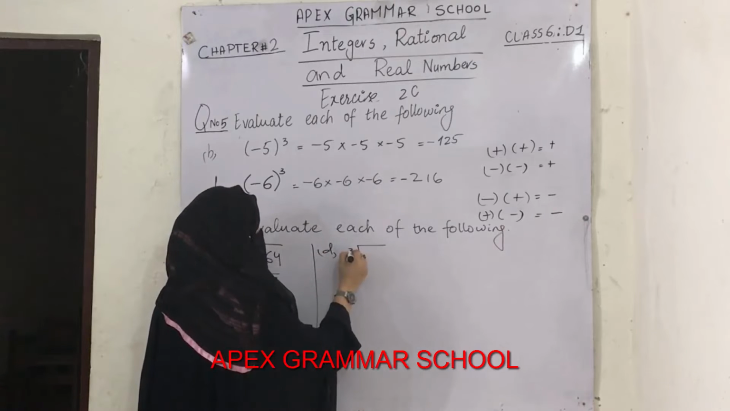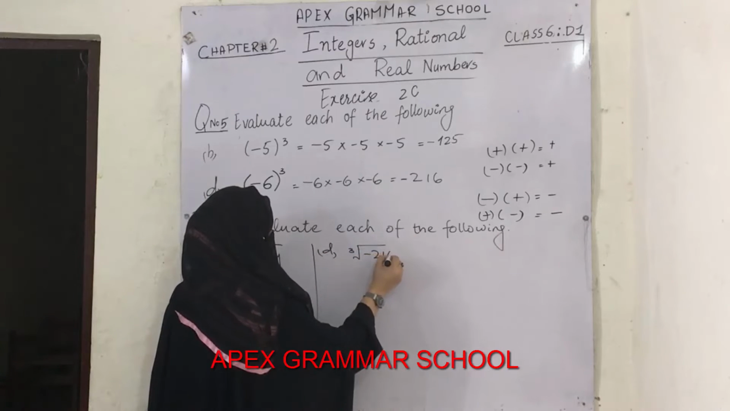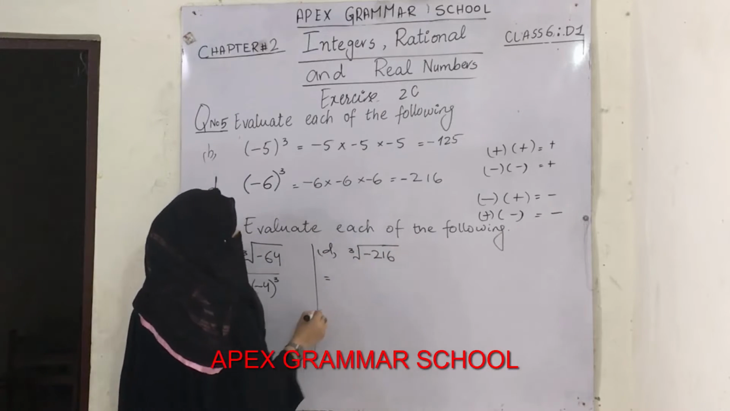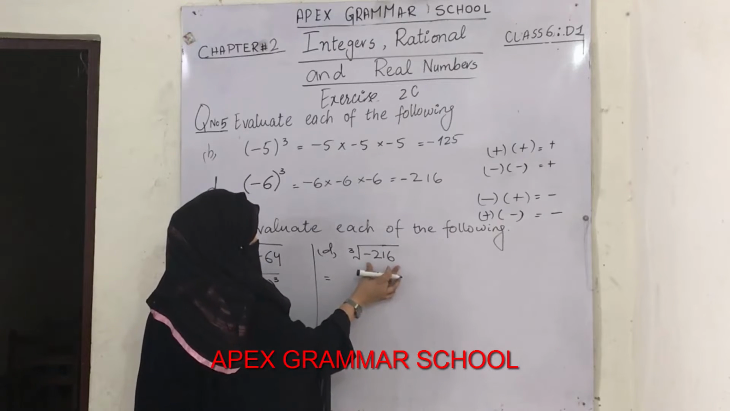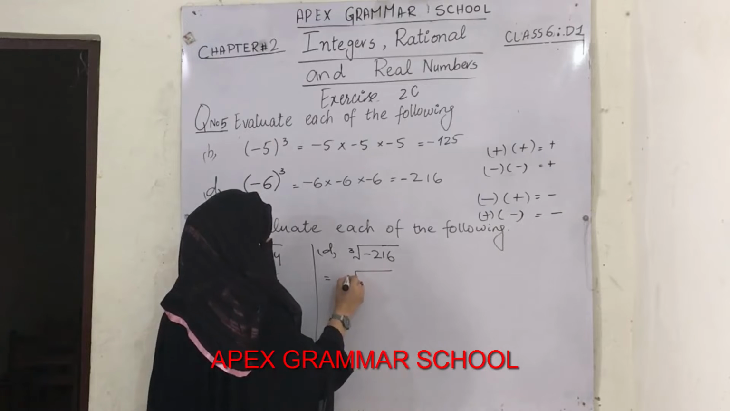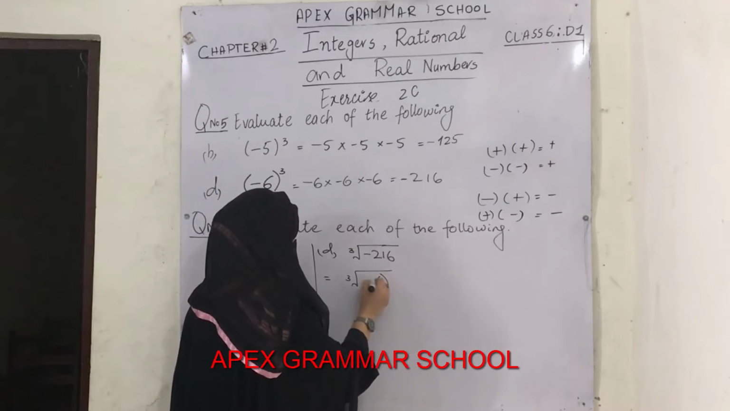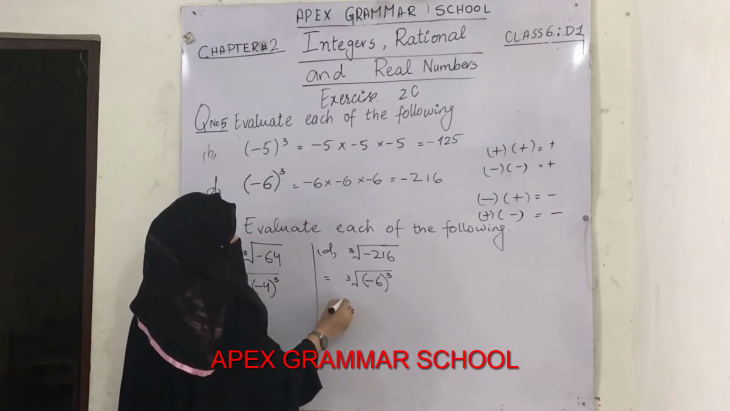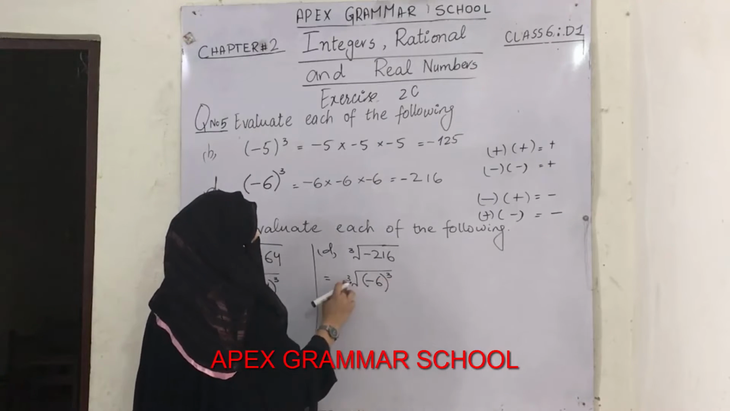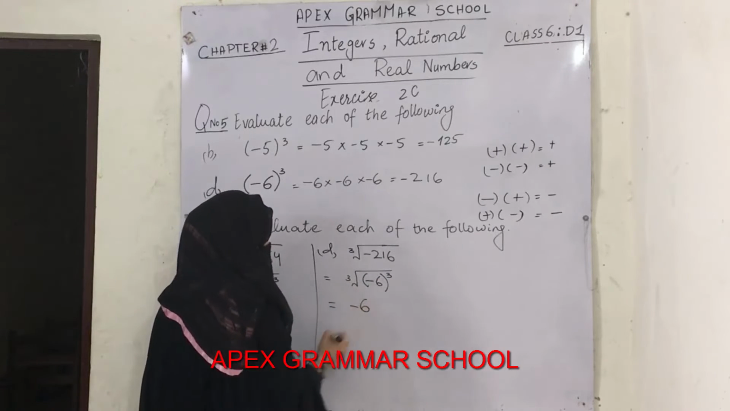D part, cube root of minus 216. Again we have a cube root and there is a negative number, so I have to write minus 216 as the cube of some number, which is minus 6. When you take the cube of minus 6, you will get minus 216. Again the cube will cancel with the cube root and you will get minus 6.